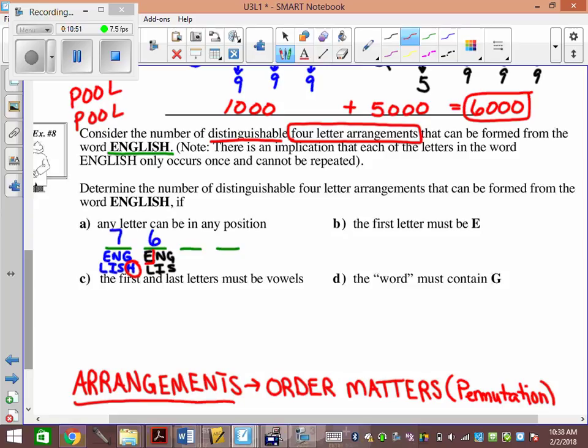Now I'm going to keep the E. So for the next one, I have NGLIS, which is how many? 5. Keep the L. NGIS, which is 4. Do you have to list all the outcomes below? No, but sometimes it helps people so they can visualize it. What's 7 times 6 times 5 times 4?